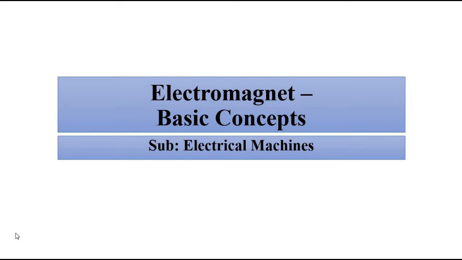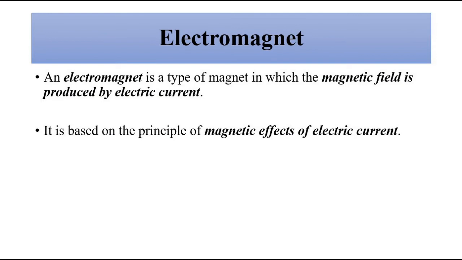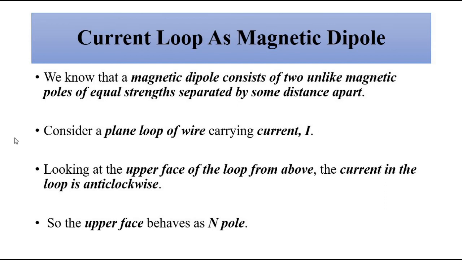Now I'll be discussing the second way in which a magnetic field is produced, which is the electromagnet. The electromagnet is based on the magnetic effects of electric current: when current is passed through a conductor, it produces a magnetic field. And here we have to discuss another important concept, which we have already discussed, that is how a current loop behaves as a magnetic dipole.